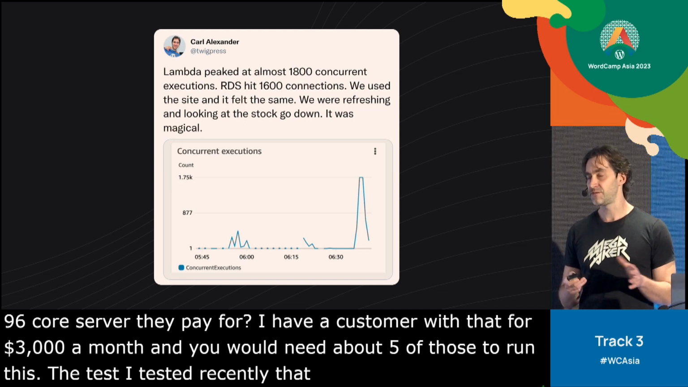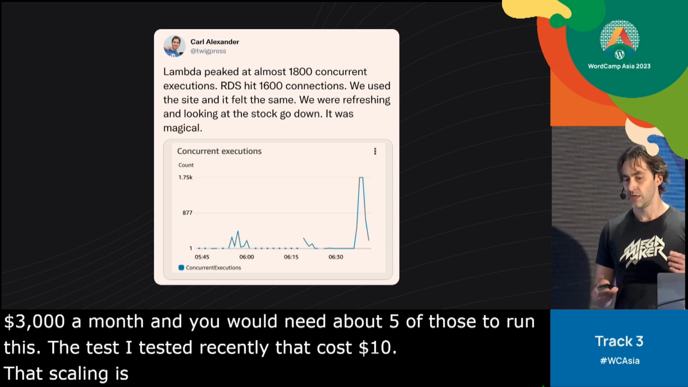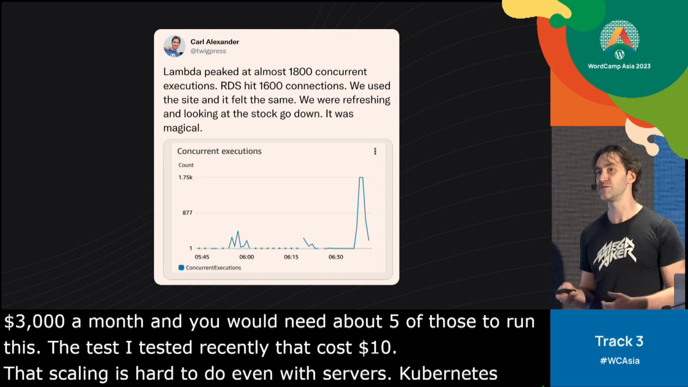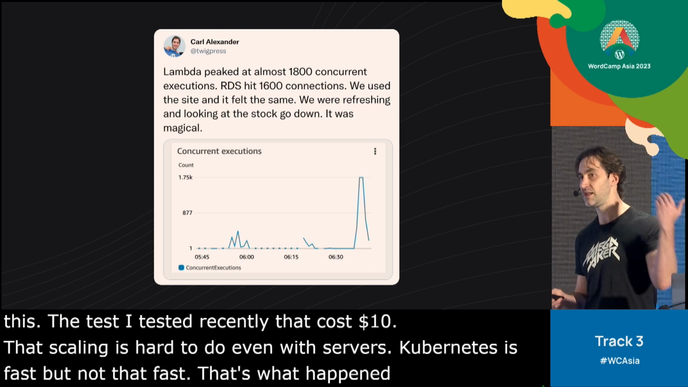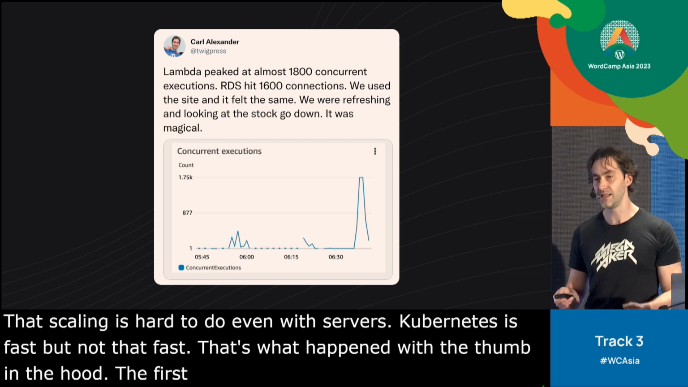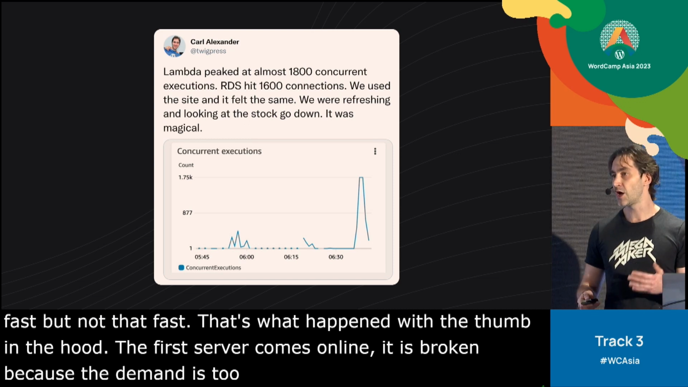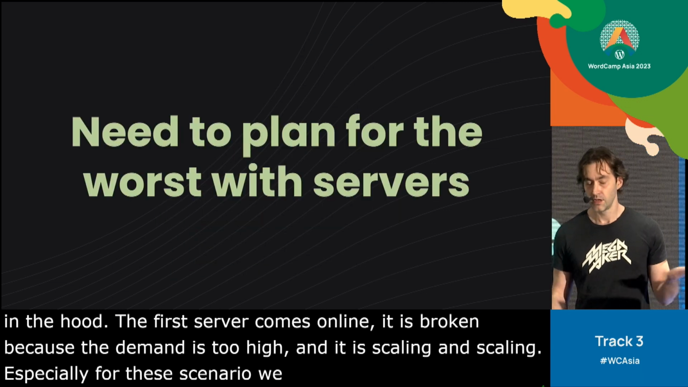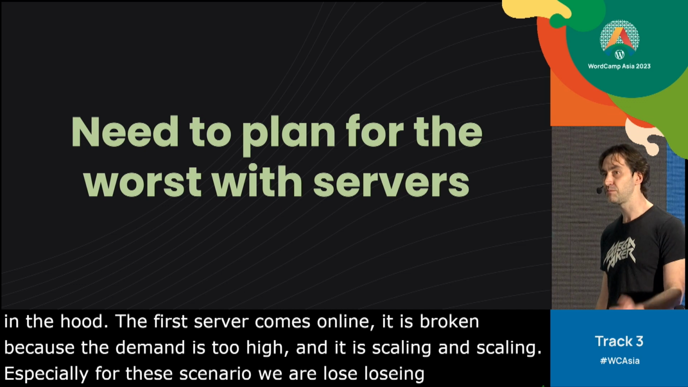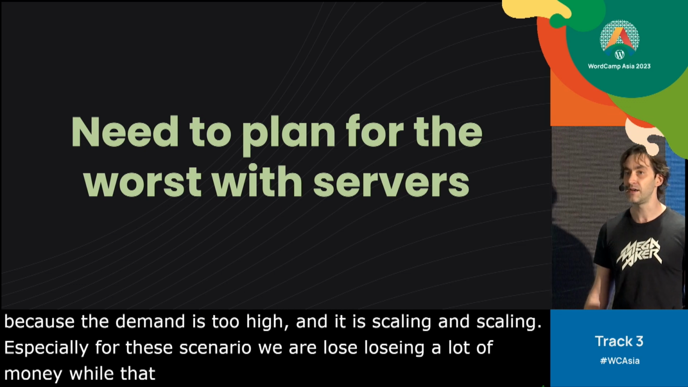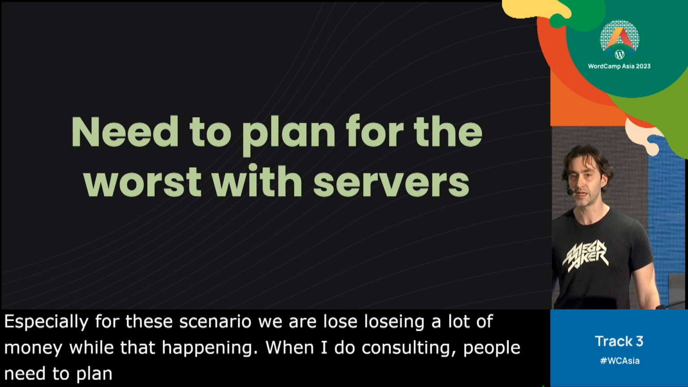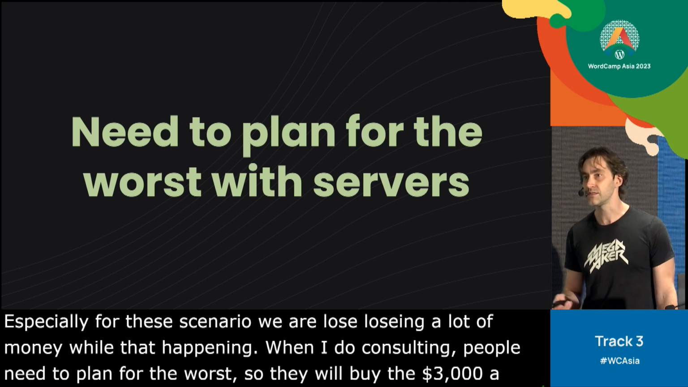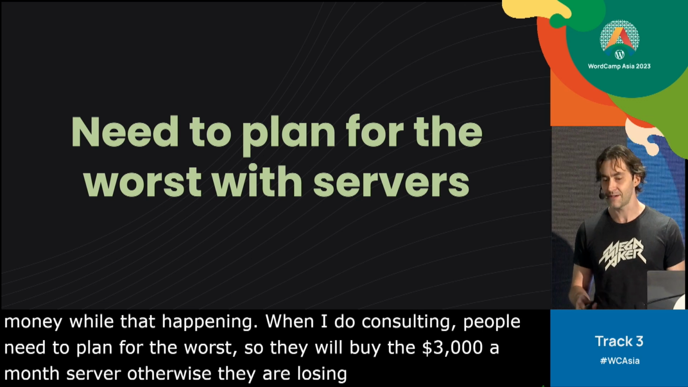Kubernetes is fast, but it's not that fast. And you end up with these kinds of situations. That's what happens with the thundering herd. The first server comes online, it's already broken because the demand's already too high, and then it's scaling. And especially for these scenarios, you're losing a lot of money while that's happening. So what people do when I do consulting is they need to plan for the worst. So yeah, they're gonna buy those $3,000 a month servers because otherwise they're losing $10,000 a minute in sales.